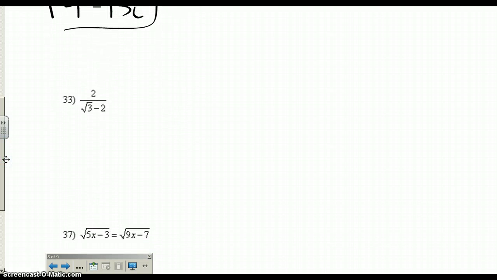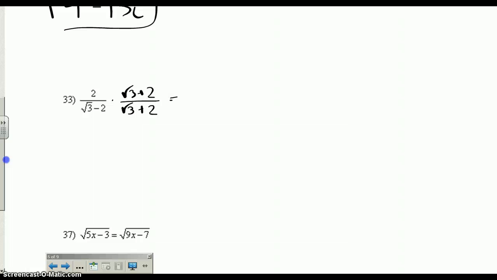Go down to 33. Okay, 33, we now have a square root in the denominator, so we need to rationalize this. I need to get the square root out of the denominator. So what I'm going to do is multiply by the square root of 3 plus 2 over the square root of 3 plus 2. Because remember, what you do to the bottom, you have to do to the top, because I only want to multiply by a form of 1. It's got to be the same thing in the numerator as it was in the denominator.